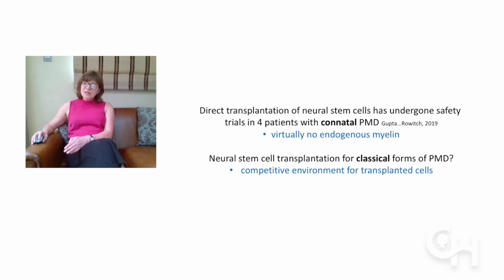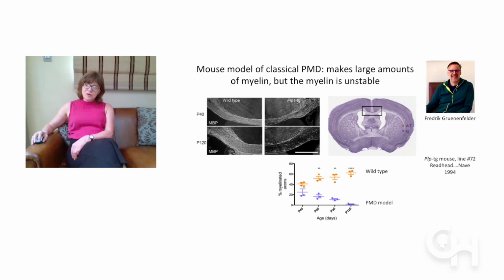So the problem here is that the neural stem cells may not be able to compete with the endogenous, or the patient's own, cells in order to form myelin around those wires, those electrical wires, or the axons of the central nervous system. So to address this question, we turn to a mouse model of classical Pelizaeus-Merzbacher disease. And importantly, as with our patients, these animals formed rather normal amounts of myelin initially. And that's shown in the black and white images on the left-hand side of your screen.